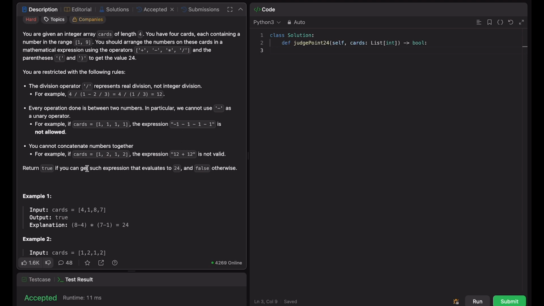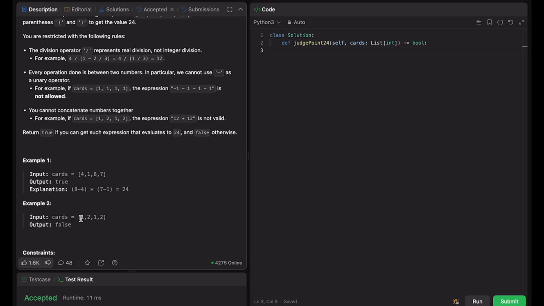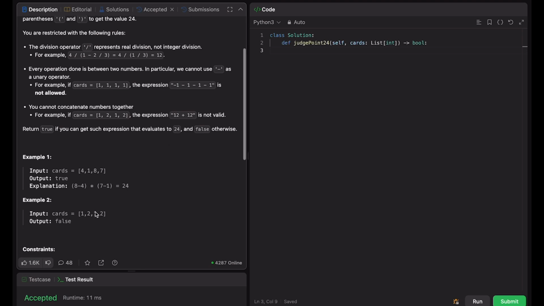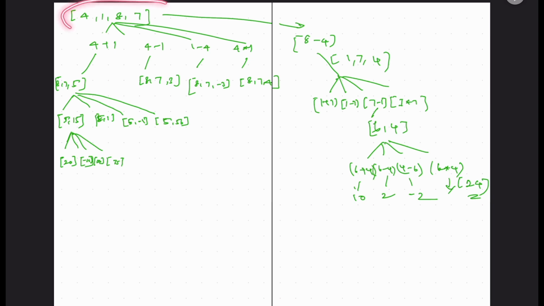We should return true if we get such an expression that evaluates to 24. Here they have given the example 4, 1, 8, 7. Here 8 minus 4 is 4, multiplied by 7 minus 1, which is 6. So 4 times 6 is 24. In another example, whatever you do, 1 plus 2, 3, 2 minus 1, we are not getting an expression that evaluates to 24. So let's take a look at the example 4, 1, 8, 7.